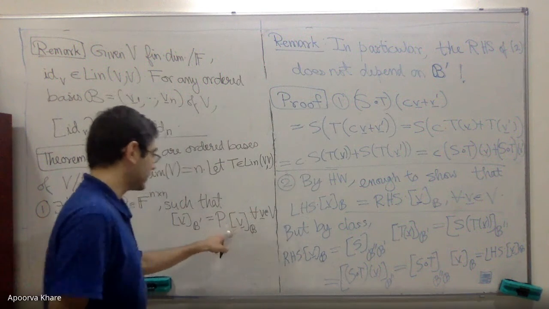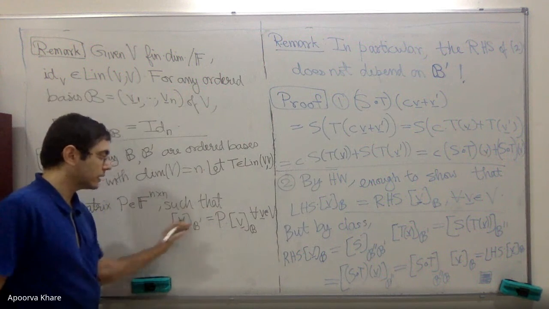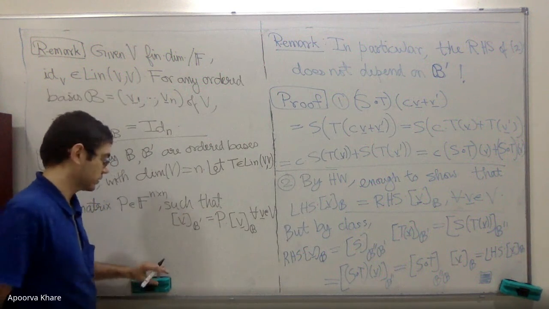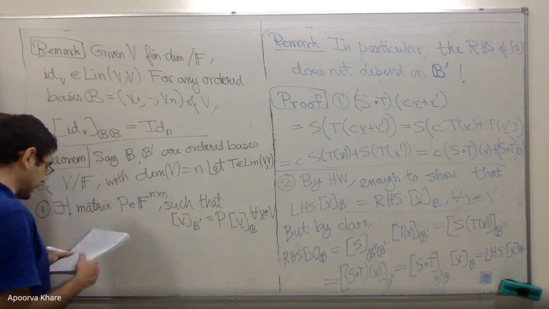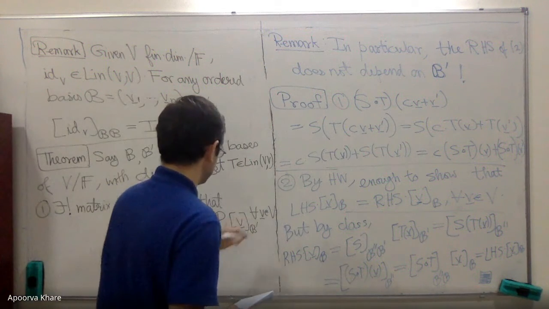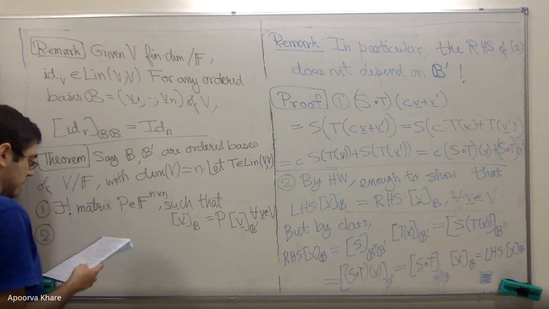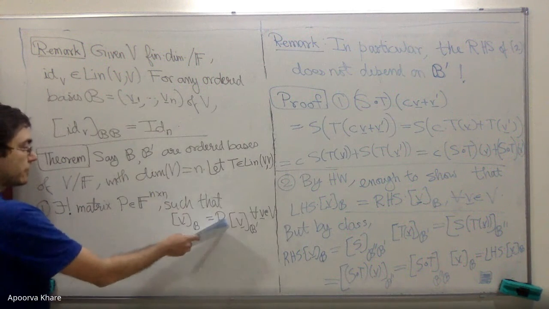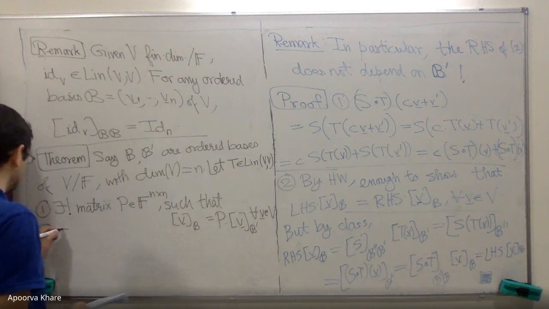So for every vector, I write the vector in terms of these two bases. There is a unique matrix that relates the two sets of vectors. Okay, great. The second is that you can say something about this matrix: it will relate every linear transformation with respect to this basis and that basis.